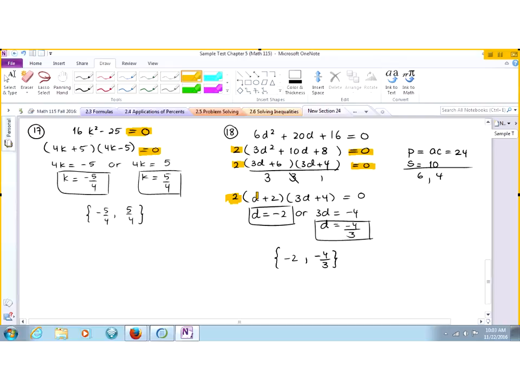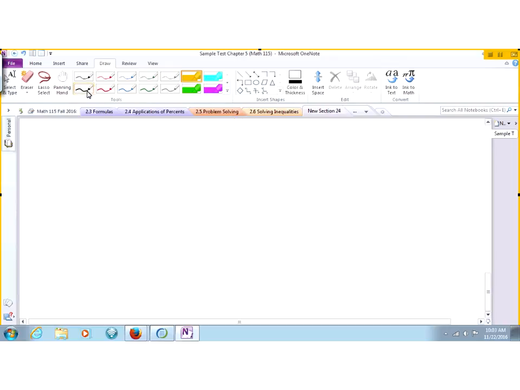Now, what about the next number? Oh, this is the AC method. Let's practice the AC method, numbers 8, 9, and 10. We will probably do almost all. Number 8: 9x squared plus 12x plus 4. This is factoring. This is not solving.